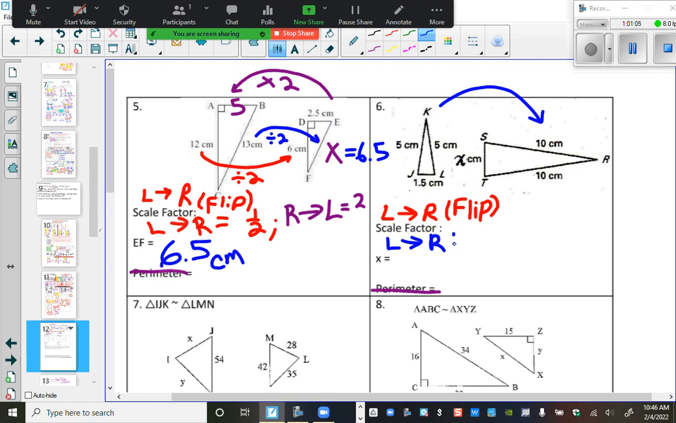Okay. Now remember, you got to be careful. This triangle flipped over. You could also write this other triangle like this: 10, 10, X. So now ask yourself, 5 times what number gave us 10? 5 times 2 gave us 10. So we go from this side over to this side. That scale factor is 2.